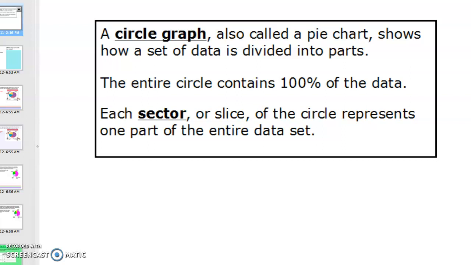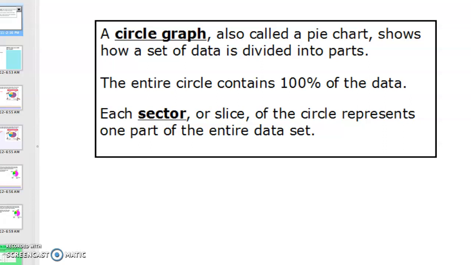Hi guys, today we're going to learn about circle graphs and how to interpret circle graphs, and then how to take a survey and create a circle graph out of it. So we're really looking at data. A circle graph, also called a pie chart, shows how a set of data is divided into parts out of 100%.